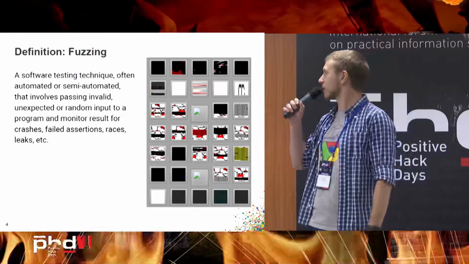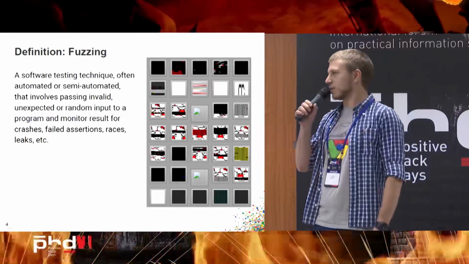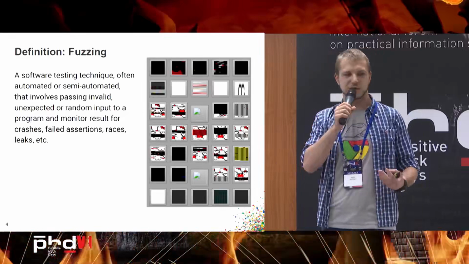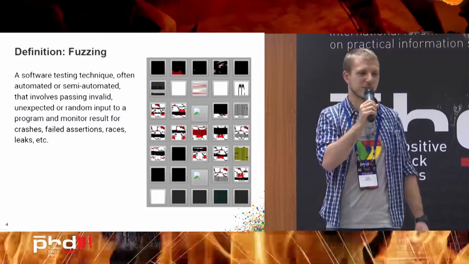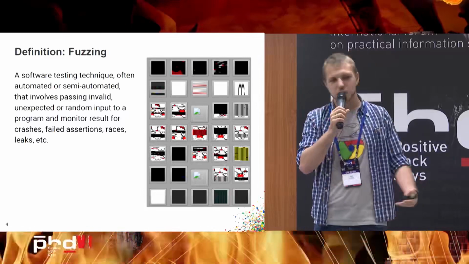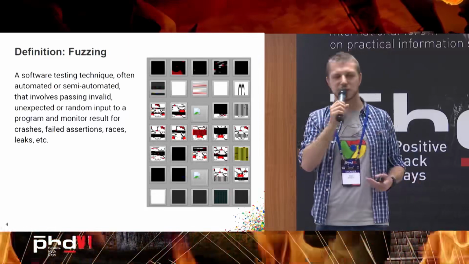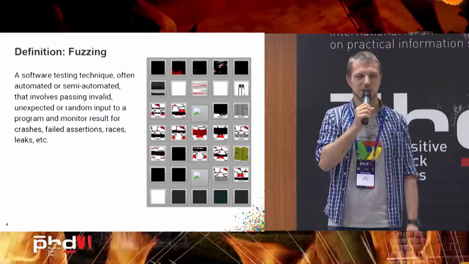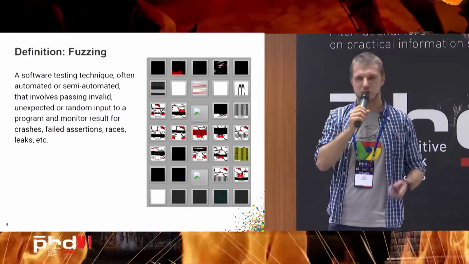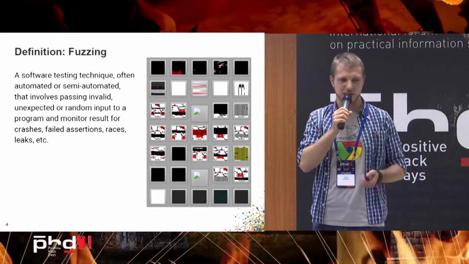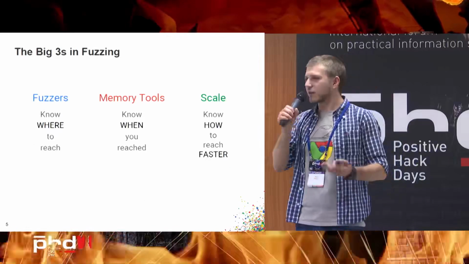Okay, definition of fuzzing. It's a software testing technique that involves passing invalid, random, or unexpected inputs. Well, I say random, but it better not be random, because the idea for us is to track the behavior of a program and discover anomalies, be it security flaws or other logical or functional bugs.